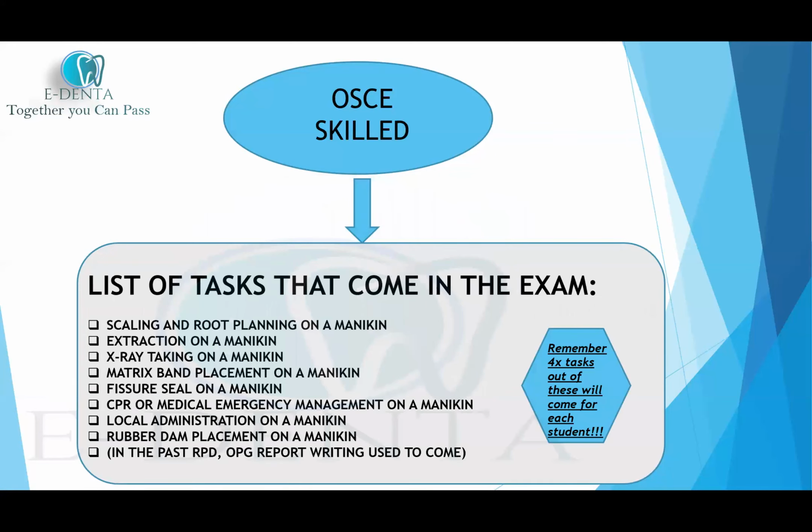Now, this bank of tasks, or the list of tasks that come in the exam, you've got scaling and root planing that you will be required to do on a mannequin. You can get extraction. You're required to extract a tooth on a mannequin. Technically speaking, you don't really extract the whole tooth. You need to just show the performance, but again, they keep changing. We'll always update you, and we discuss this in detail in the center.